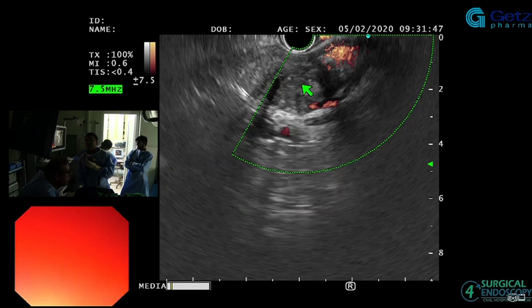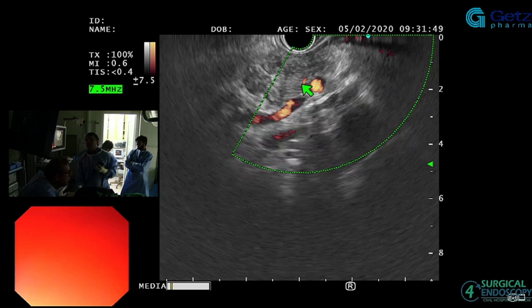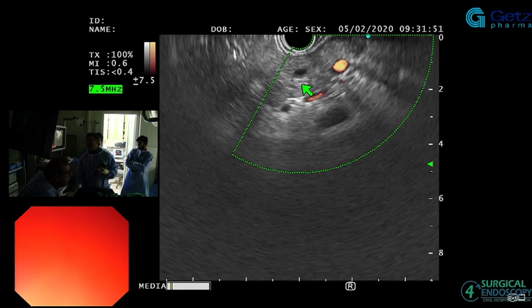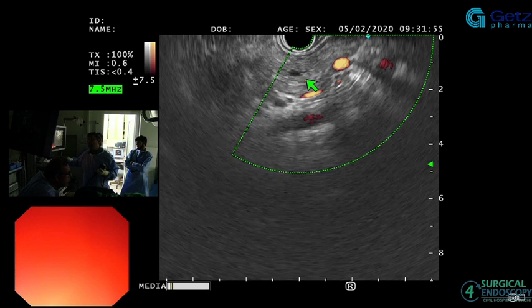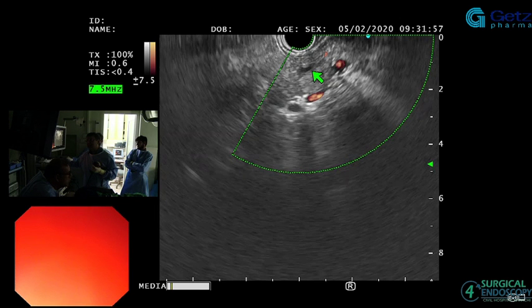You see the nice pancreas right there? Yes. Beautiful, duct right in the middle. Yeah. It's 2.5 millimeter, I already measured that. Okay. I'm following that towards the distal body and tail.